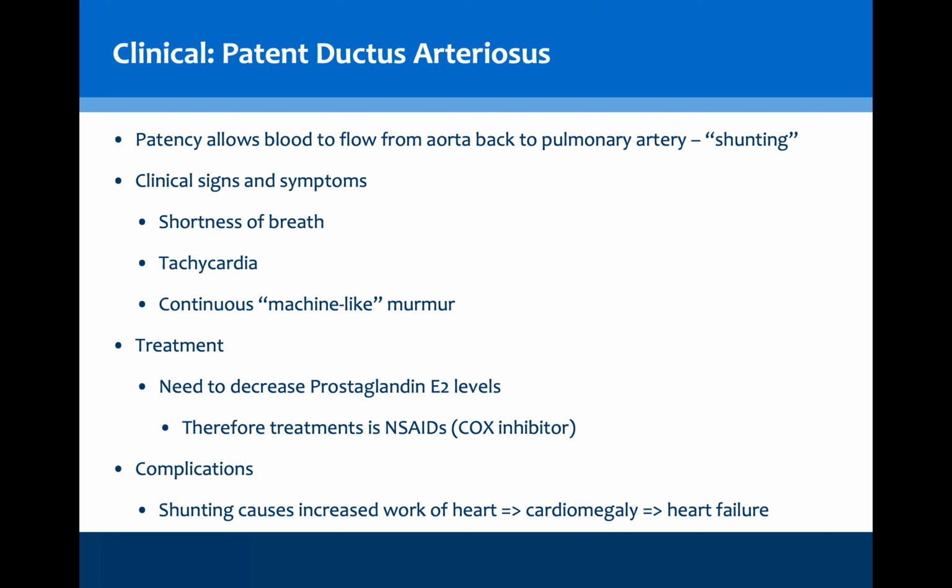However, if the ductus arteriosus remains patent, then there is shunting of blood from the aorta back to the pulmonary artery. This is because of the high pressures that are sustained within the aorta, typically up to 40 millimeters of mercury higher than the left ventricle, and as such blood returns from that systemic circulation into the much lower pressure pulmonary circulation. And this presents clinically through shortness of breath, tachycardia, and a continuous machine-like murmur.